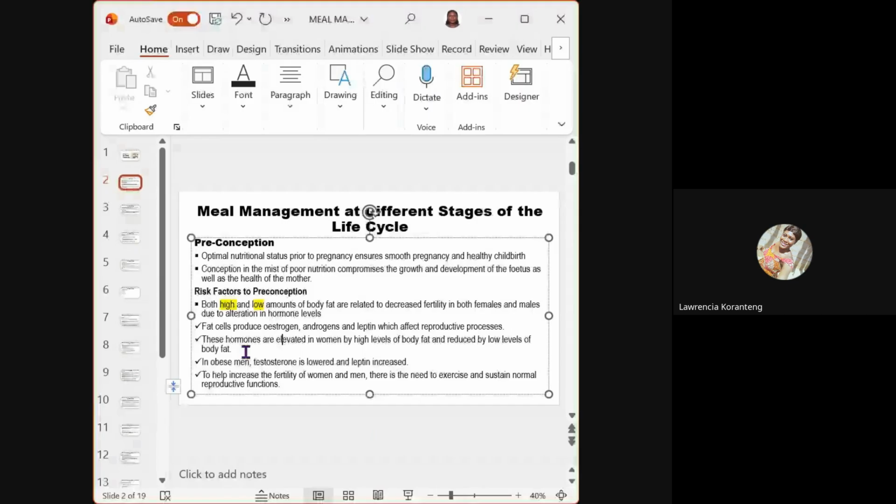Asamoah, and what is the name of the other man we have on the platform? Is it Fuseni or Hussein? Is he here? Asamoah is different from Hussein. Asamoah, can you hear me? I'm asking, what is the function of the testosterone?